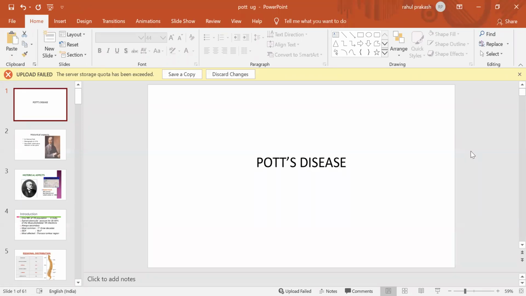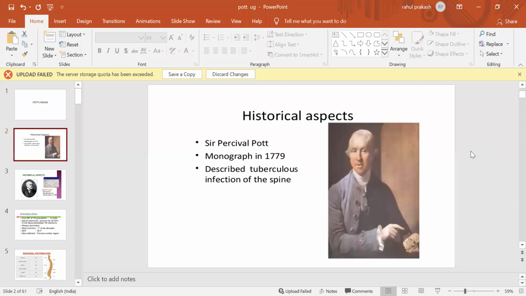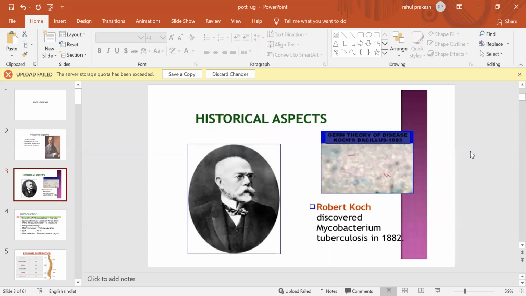So POTS disease is a problem of the spine, and it is mainly related to tuberculosis. Tuberculosis of the spine is known as POTS spine. Why is it known as POTS spine? Because Sir Percivall Pott described this condition of the spine, so the disease is known by his name. It can also be called Cox spine, because Robert Koch did tremendous work in tuberculosis. So tuberculous spine is known by two terms, Cox spine or POTS spine. These are synonyms. Some people say POTS spine, some say Cox spine, some say tuberculosis spine. It's the same thing.